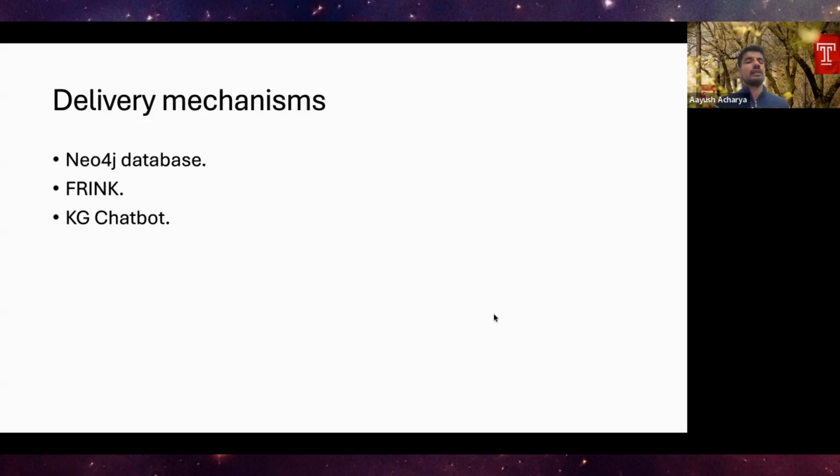We know that FRINK is a federated database, and we also convert our Neo4j database. Because Neo4j is the primary delivery mechanism, we have a tool to convert Neo4j data to triples which are compatible with FRINK. So all of this data is also available in RDF and on the FRINK platform. And finally, our primary delivery mechanism is Neo4j.